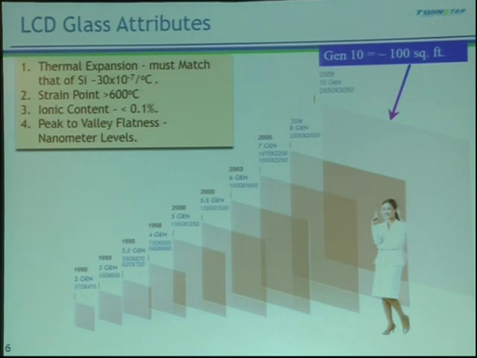And then the fourth point, the peak to valley flatness, must be at nanometer levels, which is equivalent to allowing only 1 inch of wave in an ocean depth of about 3 kilometers. And one more important point is the size. When I went to Japan way back in 1992-93, the size was only generation 2 and 3, about 0.5 meter by 650 millimeter. And now it has gone to about 100 square feet, generation 10, which is about the size of a small room of our children.